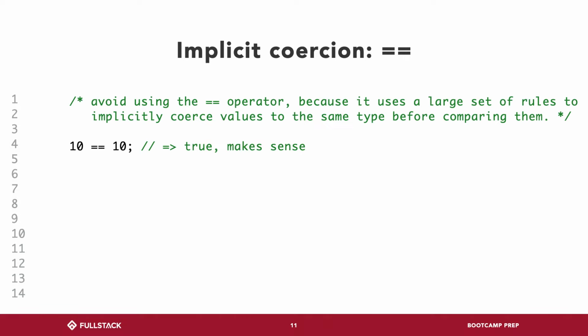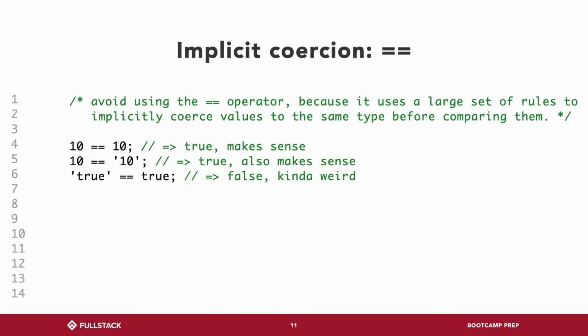So avoid using the double equals operator because it uses a large set of rules to implicitly coerce values to the same type before comparing them. So 10 equals 10, that's true. This is also true, and it makes sense, right? Because we saw that if you try to add a string and a number, one of them will be coerced into a string. Same thing here.